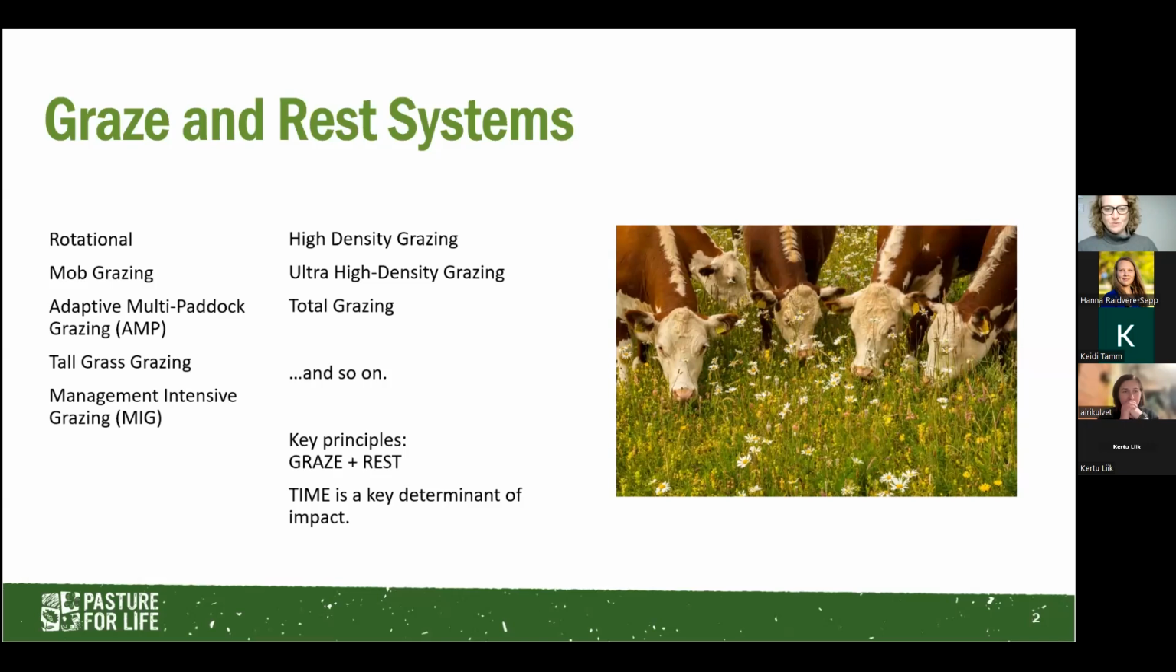So it doesn't matter how many animals we've got in the system. We can do it with 2 animals, we can do it with 2,000 animals, and everything in between. We can apply these principles of grazing and resting as long as we think about how much time the animals are grazing for and how much time we then are giving as a rest and recovery period for our grass afterwards.